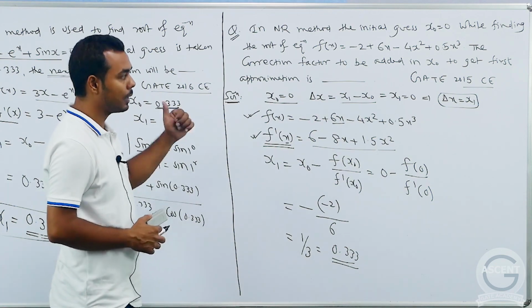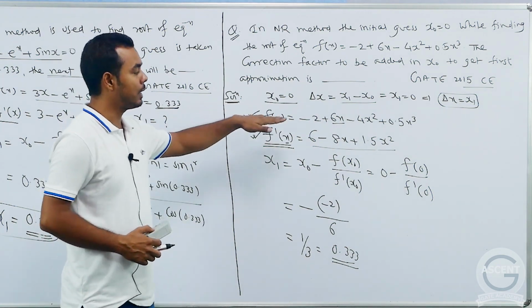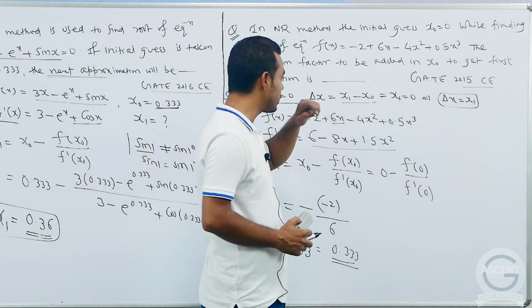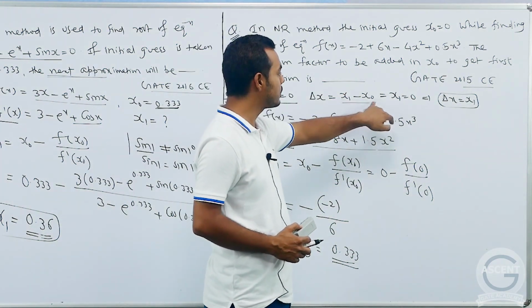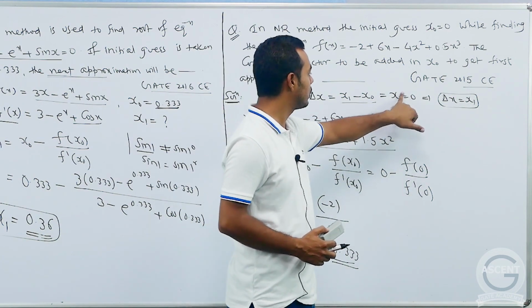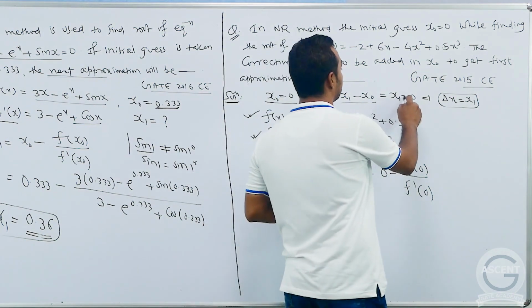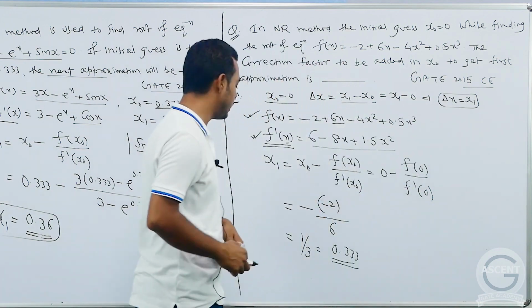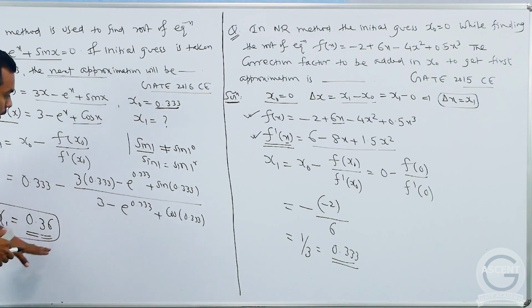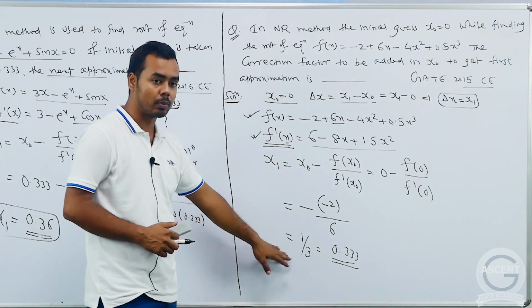We had to find the correction factor. Correction factor simply means x1 minus x naught, the difference of these two consecutive roots. Since x naught was 0, delta x will be simply x1. Okay, x1 minus 0, so delta x will be x1, the value of x1 is 0.333. So for the first problem the answer is 0.36, for the second one the answer is 0.333.